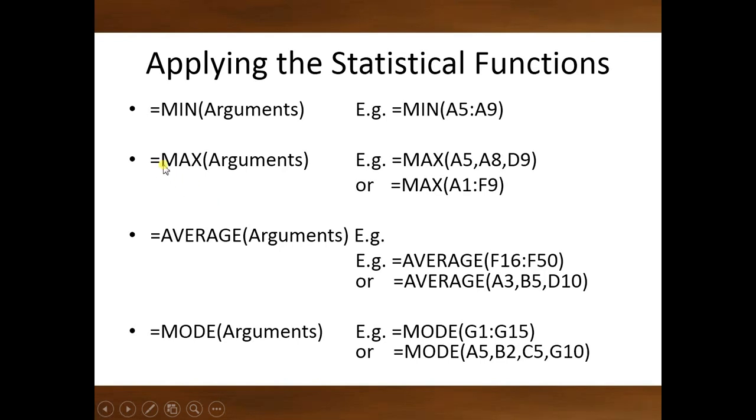Max equals max. This is the format for the max function. So equals max into brackets the arguments. The example is max here, that is if the values are not following one another. So you state them individually, A1, A8 and D9. So you want to find the highest number amongst them. But if they are following one another, we have equals max, then you state the cell range.